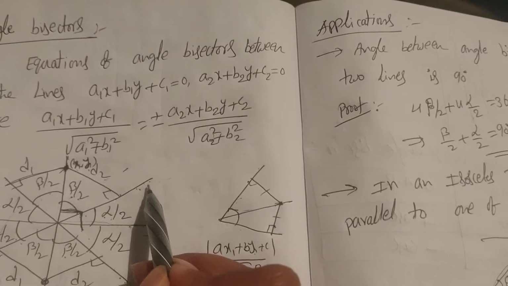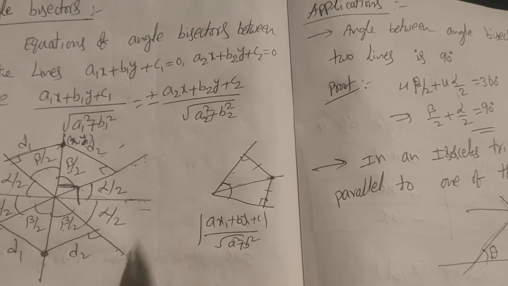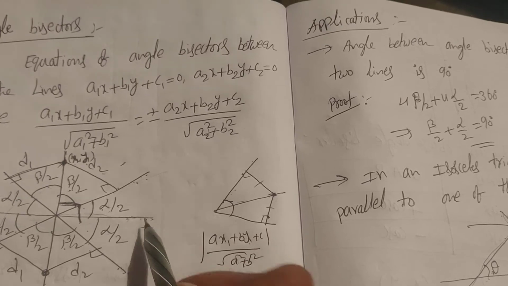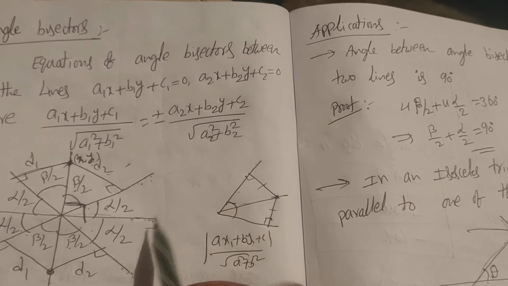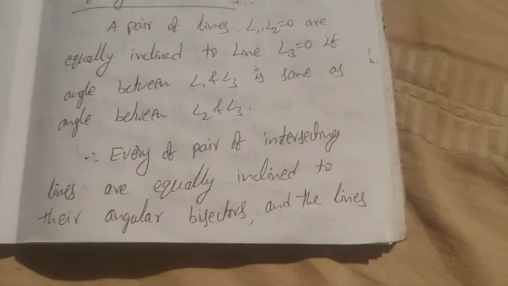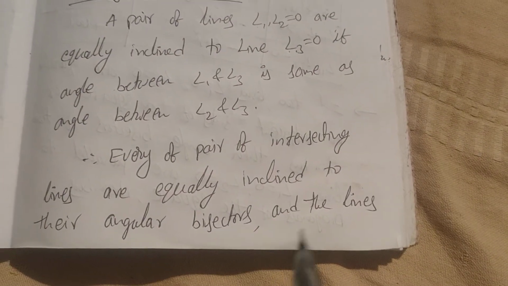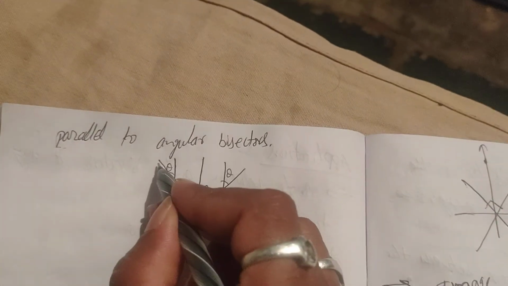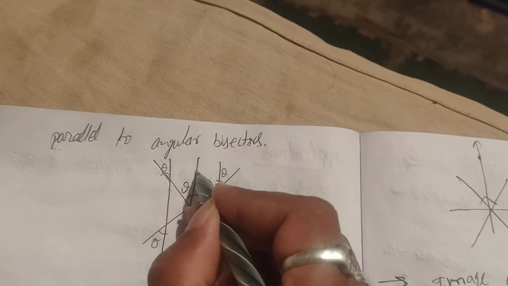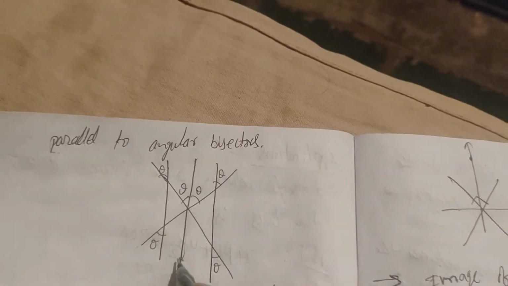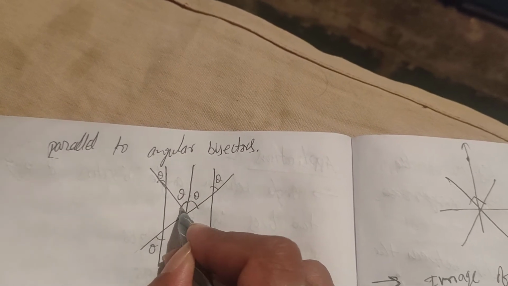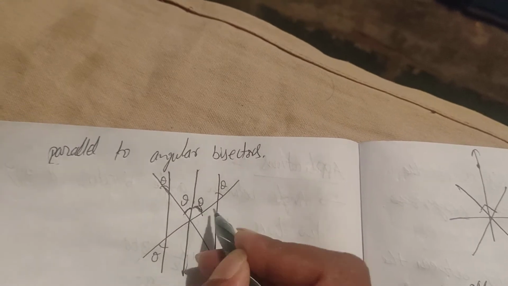Consider this as L1 = 0, this as L2 = 0, and this as some L3 = 0. The angle between L1 = 0 and L3 = 0 is equal to the angle between L2 = 0 and L3 = 0. So every pair of intersecting lines are equally inclined to their angular bisectors and to the lines parallel to the angular bisectors. Suppose these are the two intersecting lines and this is the angular bisector. These two lines are equally inclined to the angular bisector. This angle is theta, and this is also theta, according to the previous concept.